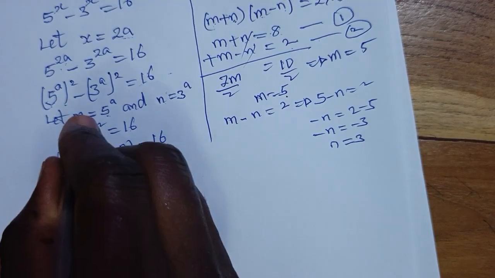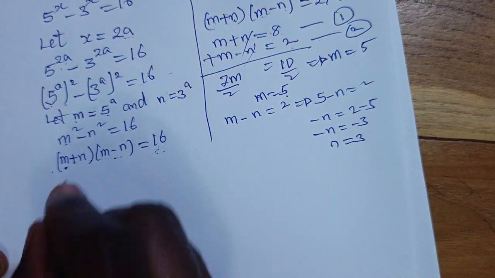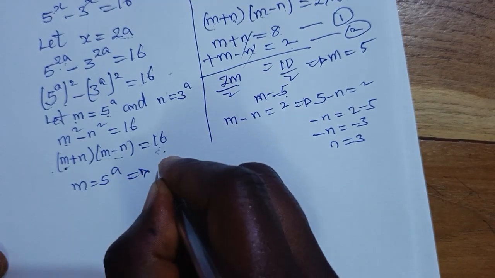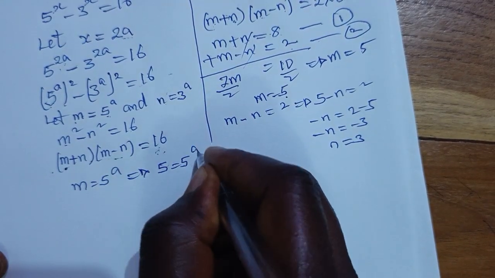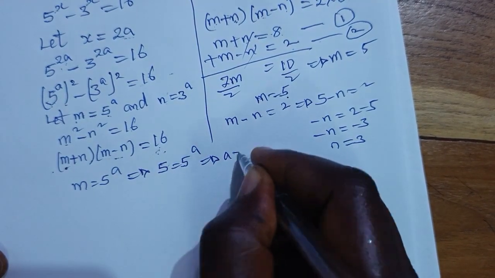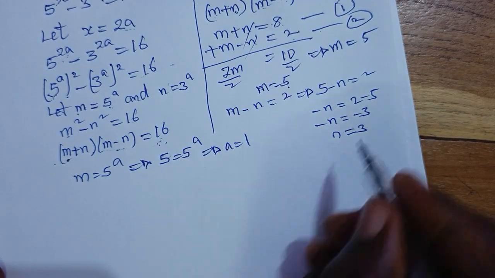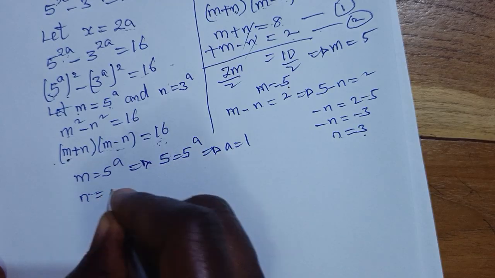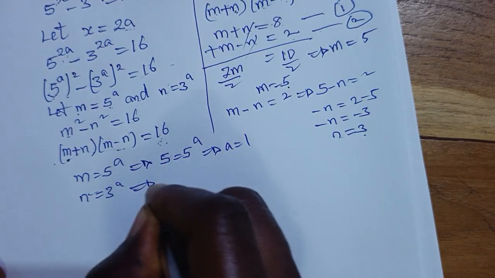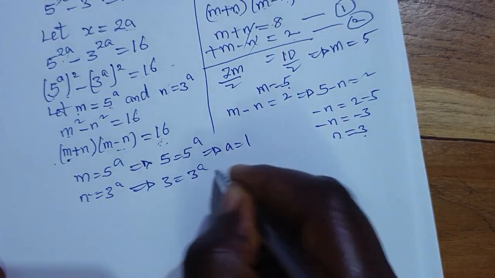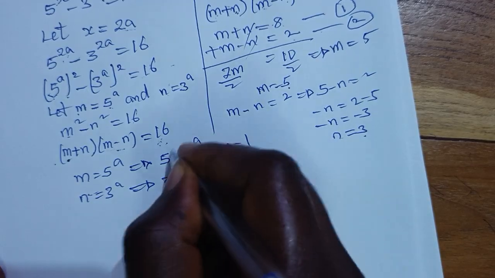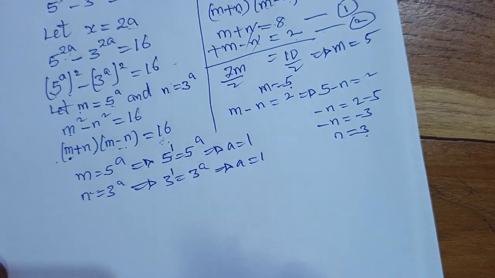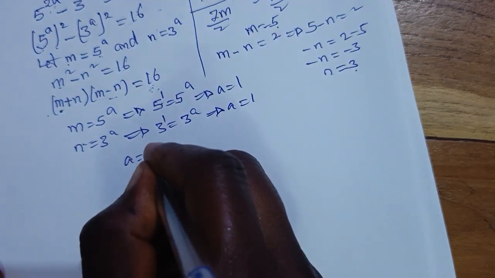So back to what we are given, the solution we use here, m equals 5 raised to power a. It implies that 5 equals 5 raised to power a, which implies a equals 1. And also, we are to use n to be 3. So 3 raised to power a equals n, which implies 3 equals 3 raised to power a. It implies that a equals 1. Because 5 can be written as 5 raised to power 1, and 3 can also be written as 3 raised to power 1, which implies a equals 1.